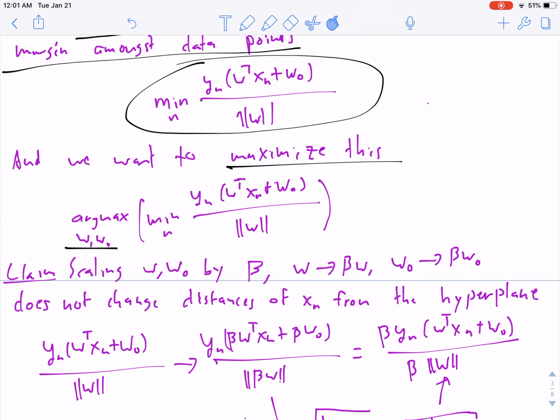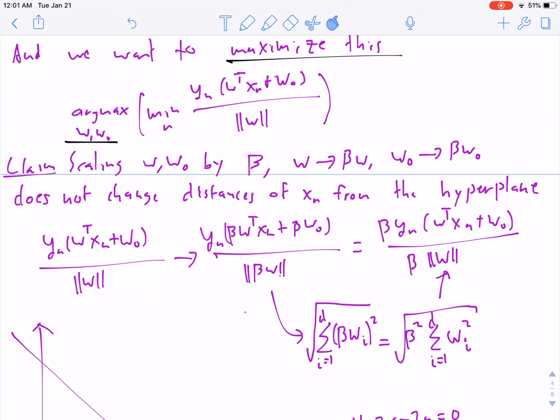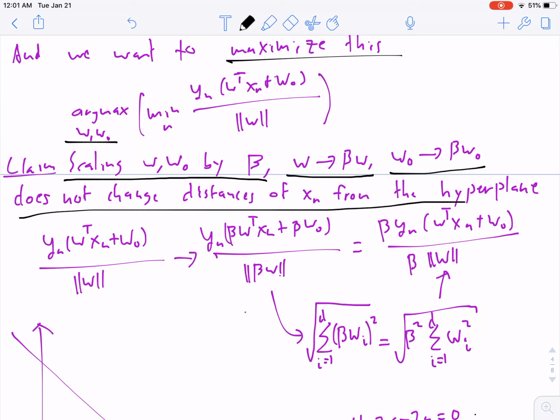And we're going to try and find W and W naught that maximize this minimum. And we're going to basically take a couple of steps to move this problem from something that we're not really sure how to solve into something that we have a better idea of solving. Great. So first, I'm just going to prove a fact that will be helpful later. So I claim that scaling W and W naught by beta, which is to say replacing W with beta W and W naught with beta W naught, so just scaling all of that by a certain constant, doesn't change the distances of the data points from the hyperplane.